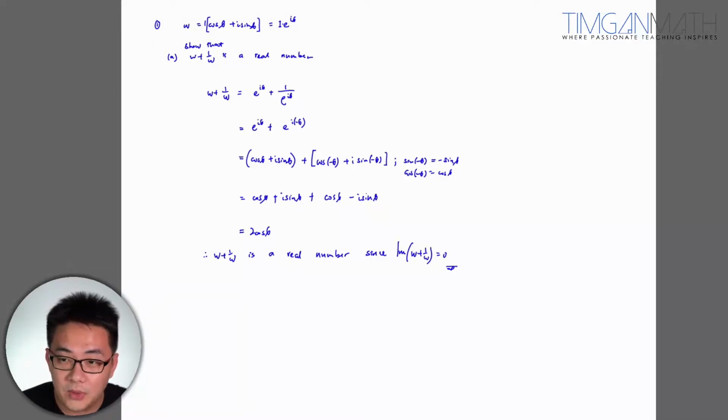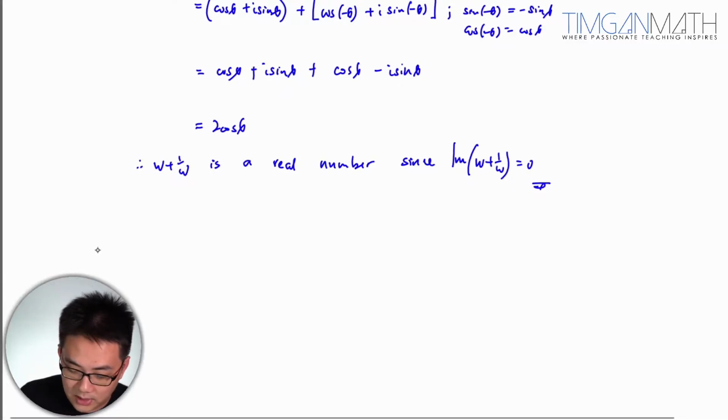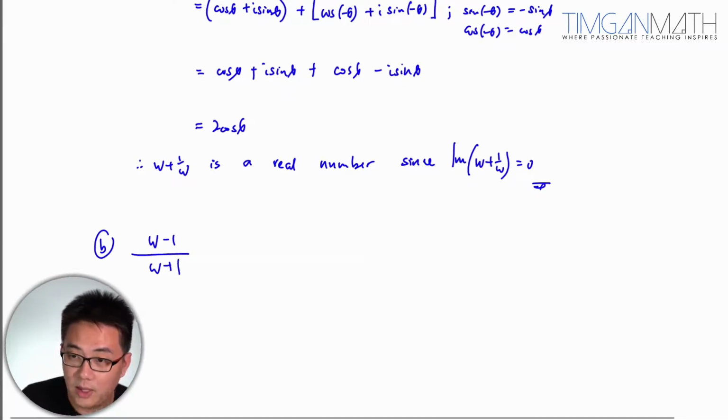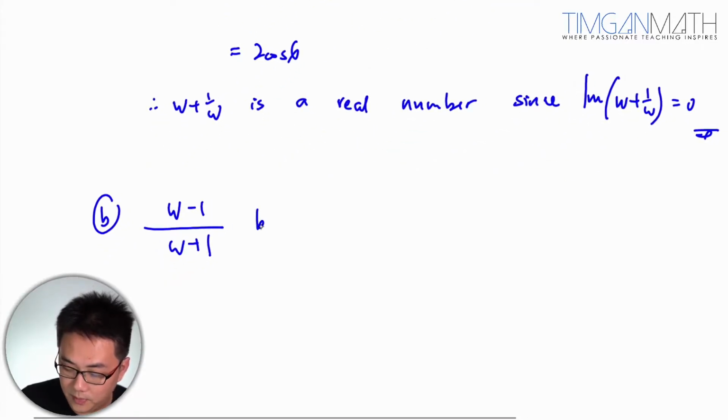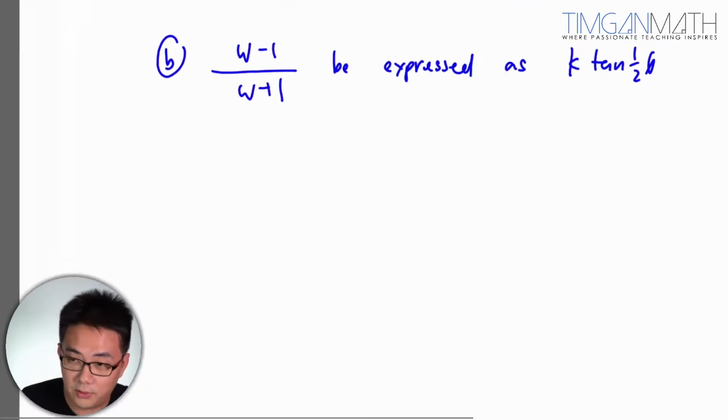Let's look at part IB. So you're told to show that (w − 1)/(w + 1) can be expressed as k tangent half theta. So I'm going to start with that. Okay, great. So let's see how we can do this properly.